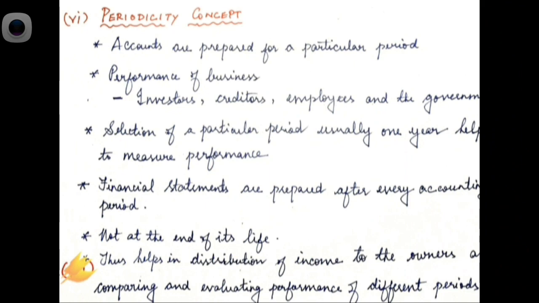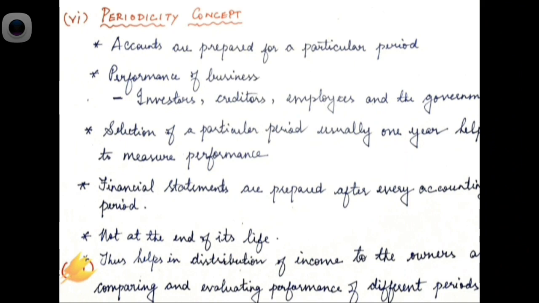This enables various persons like the investors, creditors, employees and the government to know the performance of the business. And once the performance is known, it also enables them to measure this performance. This measurement of performance will further help them to select a particular period, usually, as I mentioned already, one year. By taking a year, they can come to know the performance of the business in that particular year. Hence we can say that financial statements are prepared after every accounting period.